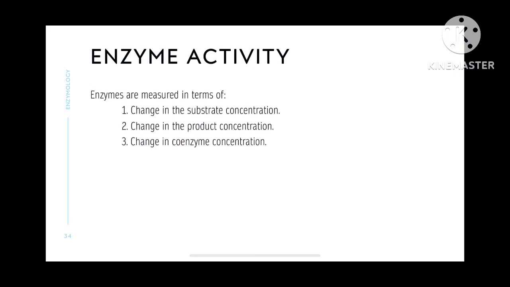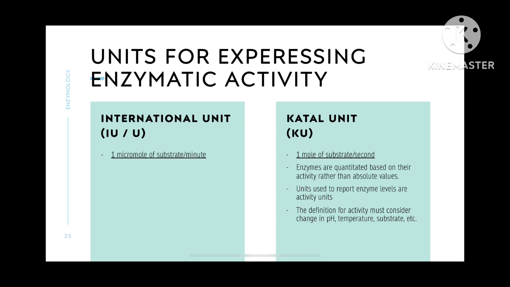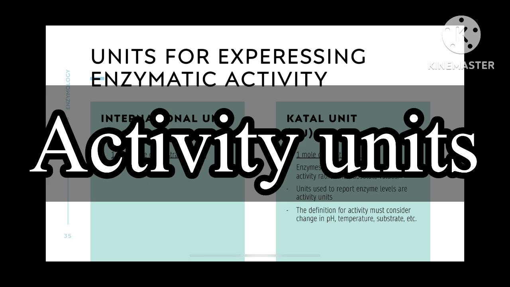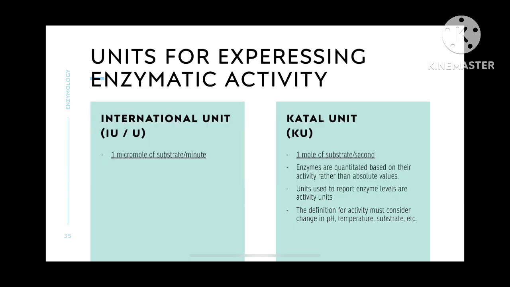Enzymes, class, are measured in terms of the change in the substrate concentration, the change in the product concentration, and also the change in coenzyme concentration. When enzymes are quantified relative to their activity rather than a direct measurement of concentration, the units used to report enzyme levels are called activity units. The definition for the activity unit must consider variables that may alter results such as pH, temperature, and substrate.